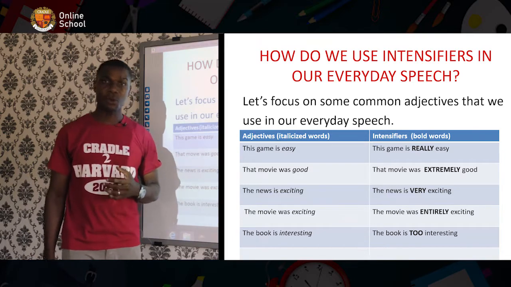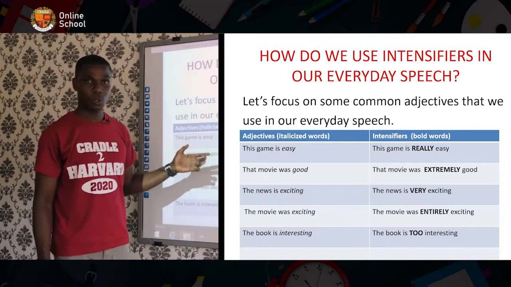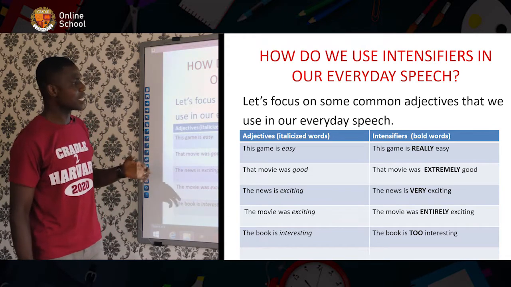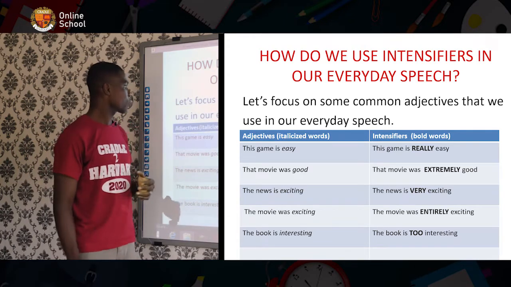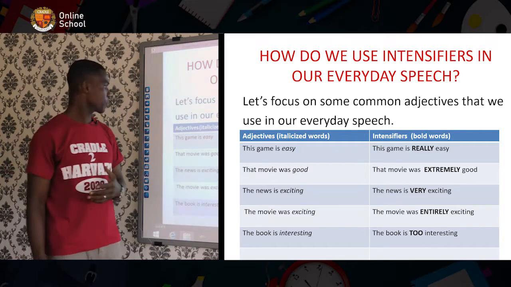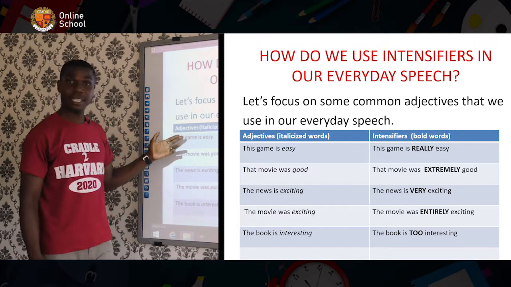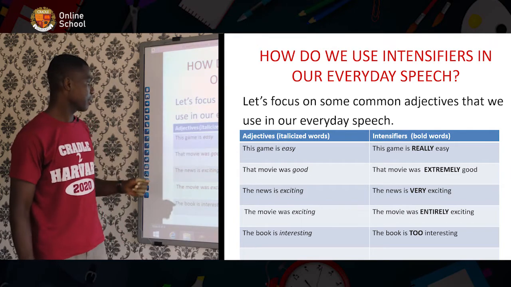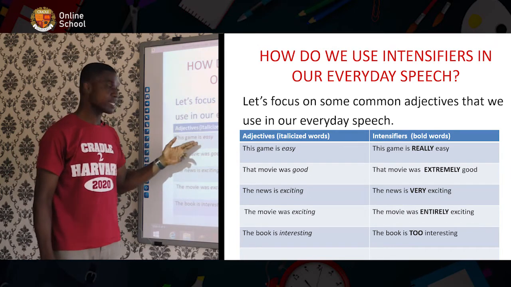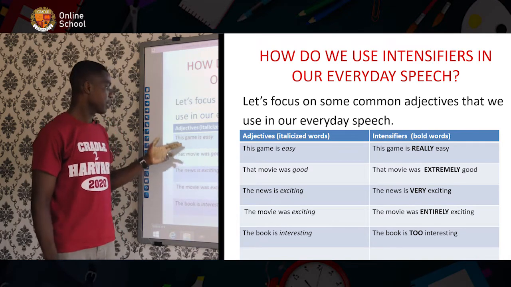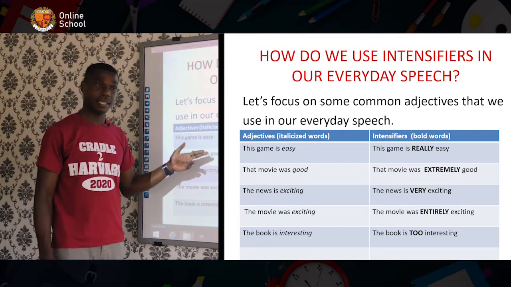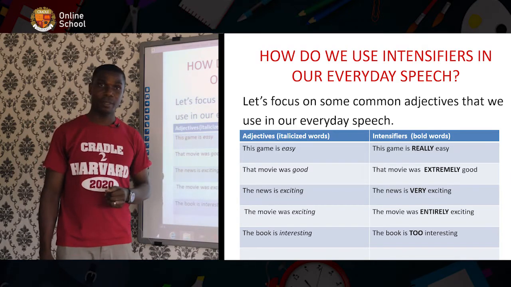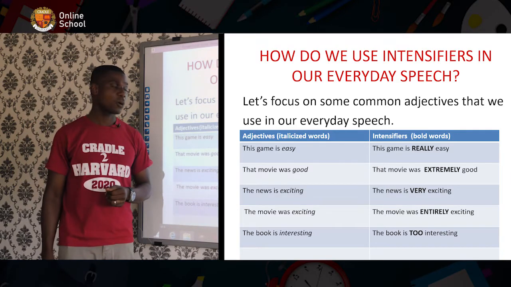I want you to pay good attention to this page. Let's focus on some common adjectives that we use in our everyday speech. You can see the adjectives, they are italicized. This game is easy. Easy here is describing the game. Are you with me? All right.